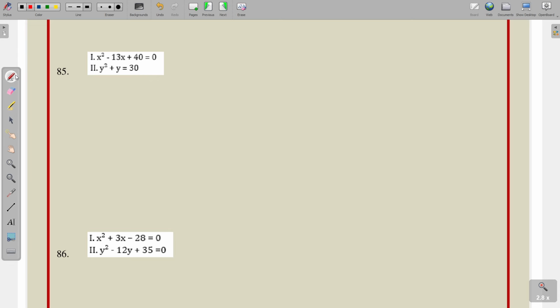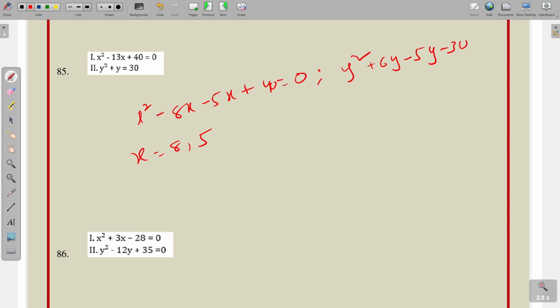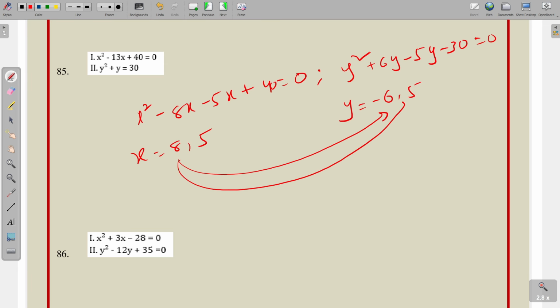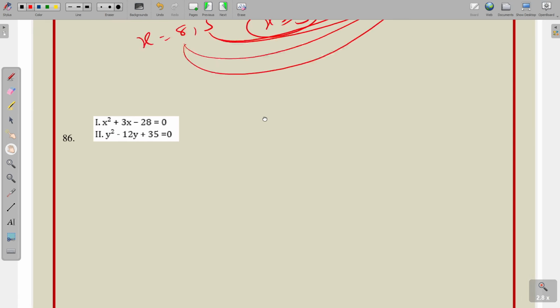For this, x square minus 8x minus 5x plus 40 equal to 0, means x is equal to 8 comma 5. In the same way, y square plus 6y minus 5y minus 30 equal to 0. Therefore, y is equal to minus 6 comma plus 5. Comparison of this one: x greater, x greater, x greater, x equal. Therefore, x greater than or equal to y for this question. Answer for this question is x greater than or equal to y.